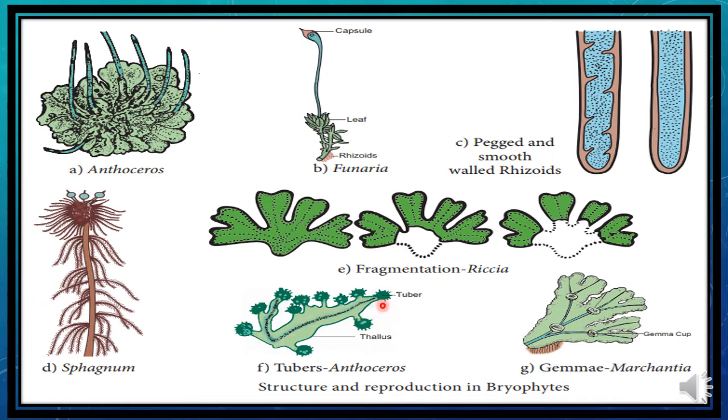This is more or less similar to fragmentation, and it is seen in Anthoceros, and this gemma formation is seen in Marchantia. So the cup-like structure is called the gemma cup, which consists of the receptacles, and on maturation the gemma gets detached from the parent body and develops into a new offspring. So this gemma cup is also a part of asexual reproduction.